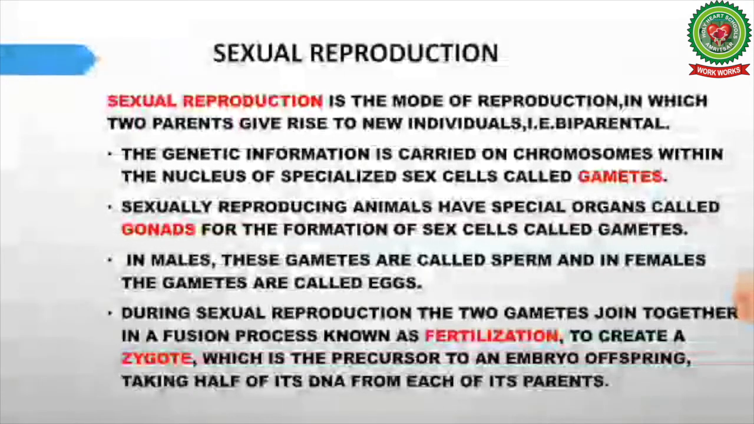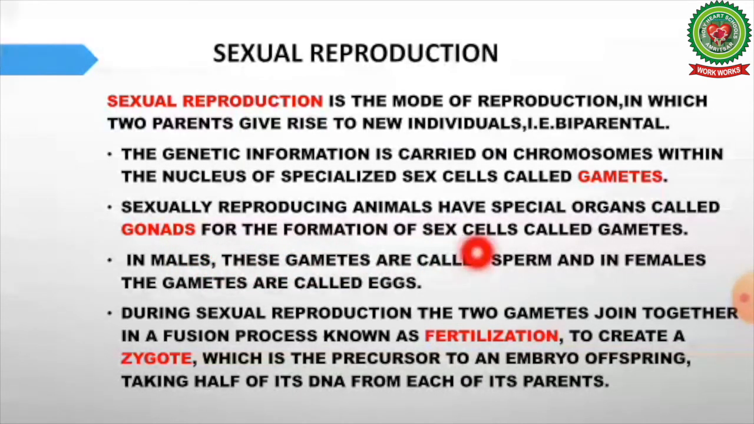Now, moving on to the next topic, that is sexual reproduction. Sexual reproduction is the mode of reproduction in which two parents give rise to new individuals. That is, it is biparental. The genetic information is carried on chromosomes within the nucleus of specialized sex cells called gametes. Sexually reproducing animals have special organs called gonads for the formation of sex cells called gametes. In males, these gametes are called sperm, and in females, the gametes are called eggs.